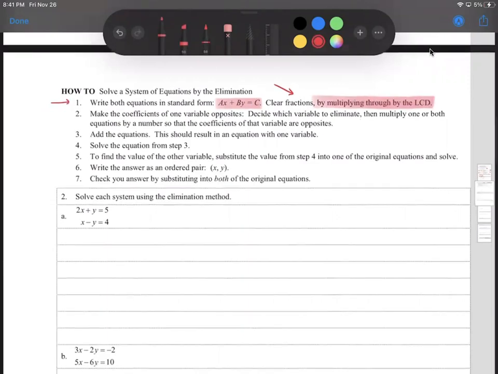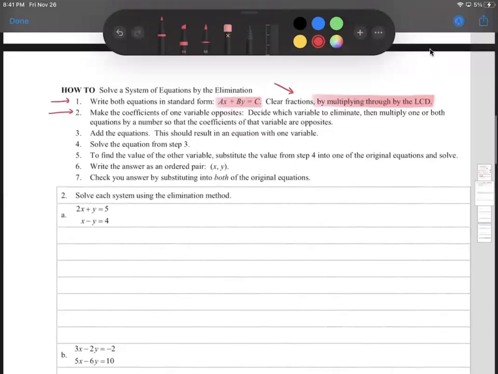The second step is to make the coefficient of one variable opposite. Remember, the method is called elimination, so you're going to eliminate one of the variables, right? Pick your favorite, either x or y, it doesn't matter. But in order to eliminate the variable, the coefficient of that variable has to be opposite, right? Opposites cancel themselves out. So make the coefficient of one variable opposite. Let me highlight that part.